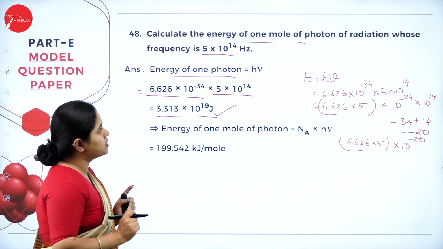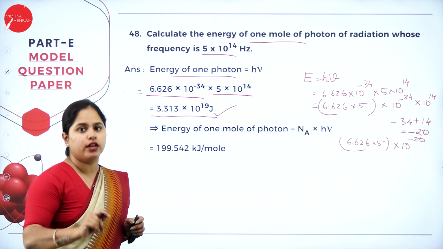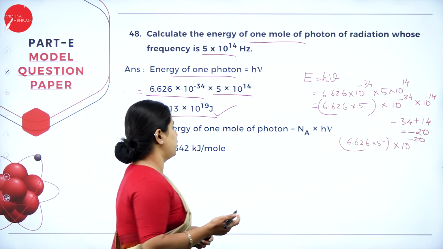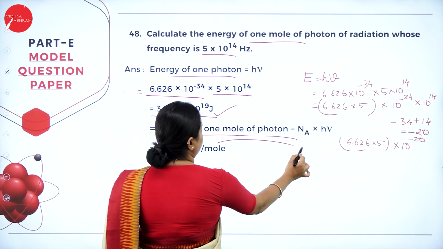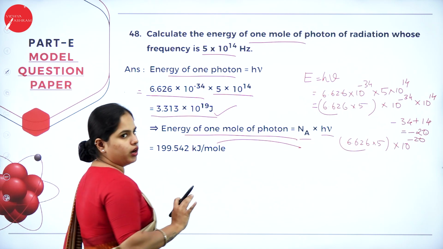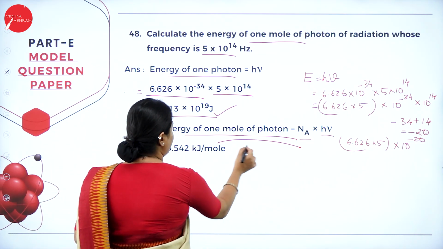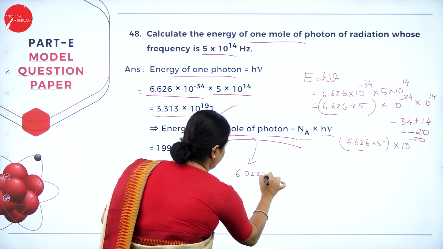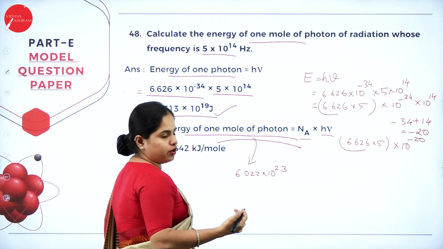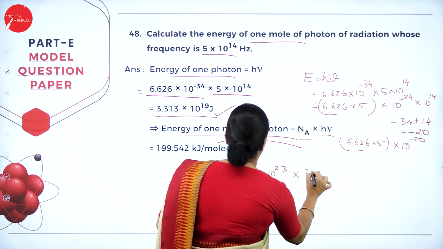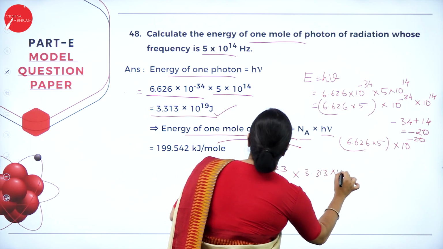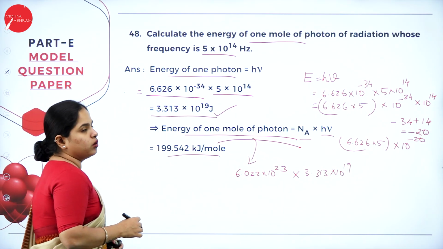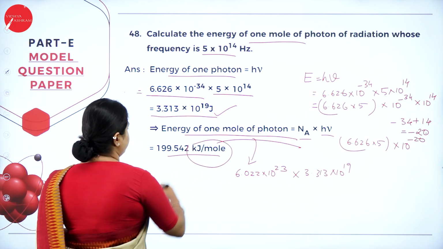But one more part is necessary. For 1 mole of photon, you have to calculate, so it is necessary to multiply this value with Na, that is Avogadro number. So energy of 1 mole of photon is Na into h nu. h nu we have already calculated. So for 1 mole of photon, it will be 6.022 into 10 to the power 23, that is Avogadro number, into this value 3.313 into 10 to the power minus 19. If you do this, you will get 199.542 kilojoule per mole. That is the unit for energy.